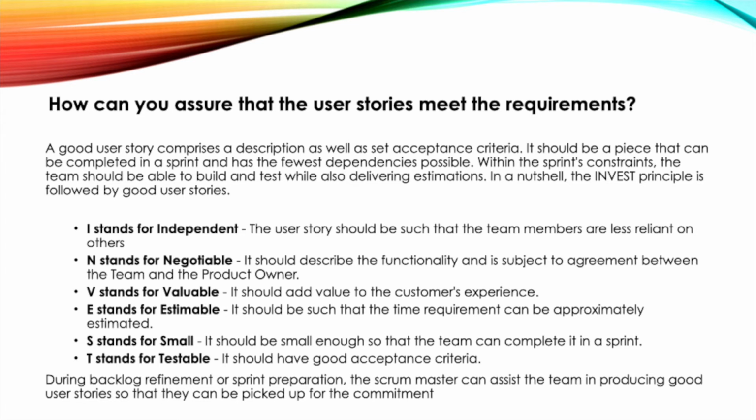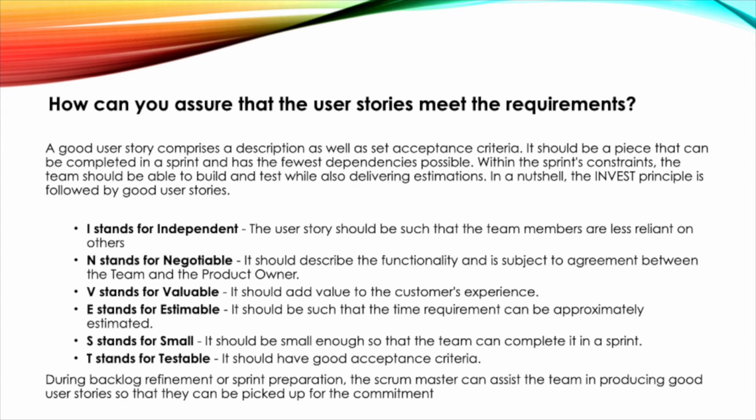I stands for independent. The user story should be such that the team members are less reliant on others. N stands for negotiable. It should describe the functionality and is subject to agreement between the team and the product owner. V stands for valuable. It should add value to the customer's experience.